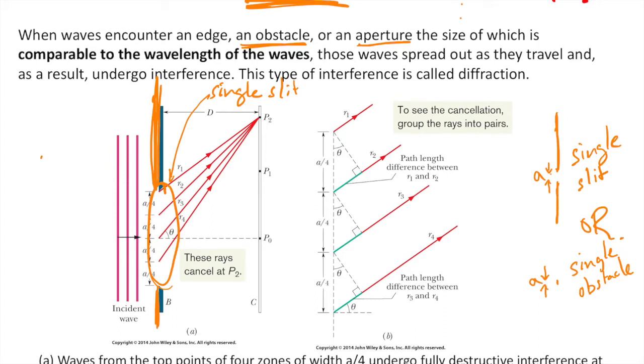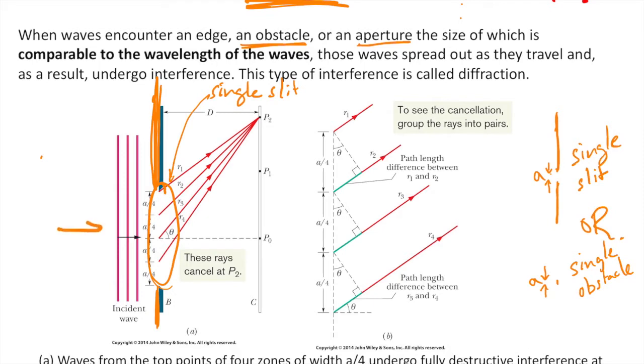So actually the exact same math can be used for either a single slit or a single obstacle. I'm going to explain it using a single slit because that's definitely more intuitive to understand. Thinking about obstacles is another step up, but the math is all the same. The equations are all the same, so we will leave it there. All right, so for a single slit, let's see.